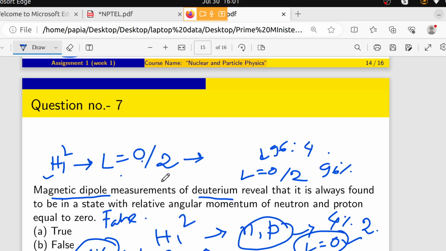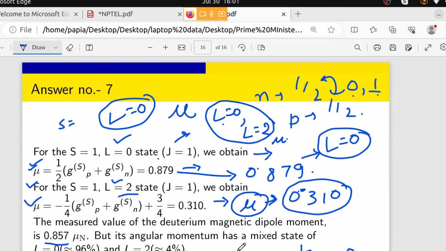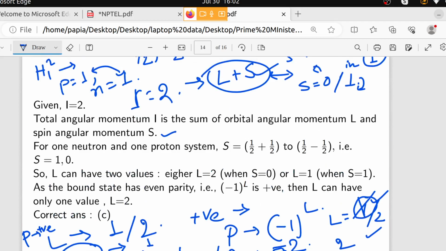So the statement given here is false. The ratio they have mentioned is that L equals 0 gives our mu as 96% and L equals 2 gives our mu as 4%. This 4% is non-zero, not 0%. That means L equals 0 is not fully responsible for giving mu; L equals 2 also gives a mu contribution. So this is a mixed state of orbital angular momentum, L equals 0 and L equals 2, as I have already mentioned. L equals 0 is about 96% and L equals 2 is about 4% of the total magnetic moment of deuterium.